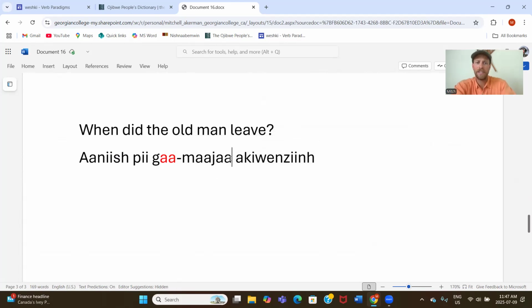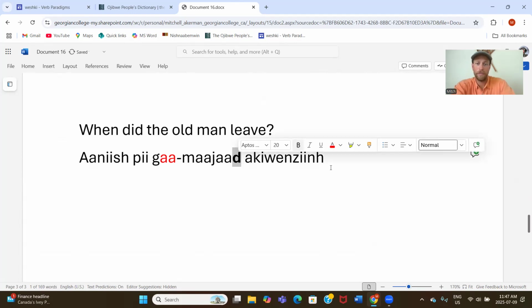And then at the end, we still need our conjunct ending, but for third person, because we're talking about the old man. So at the end, it's a D because that's third person singular. And there you have it. That's how easy it is to make a question. Anish P Gamajad Kwenzi. When did the old man leave?